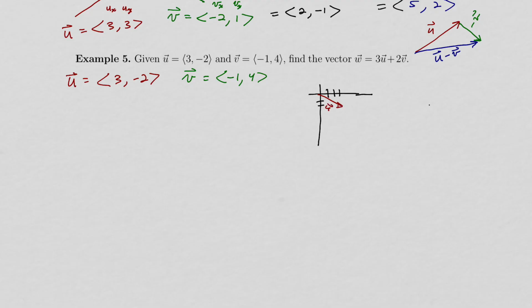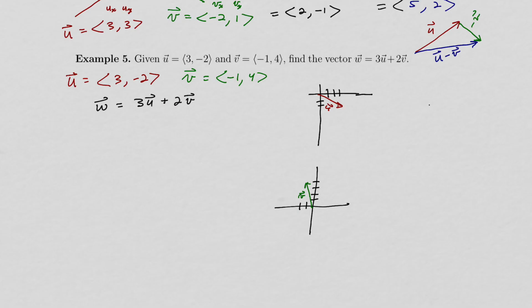And then v, I'll draw a little lower, say right here. It's negative 1, 4. So I go to the left 1 and up 4. It's going to be in the second quadrant like this. Okay. Ultimately, I want to find w, which is 3u plus 2v.